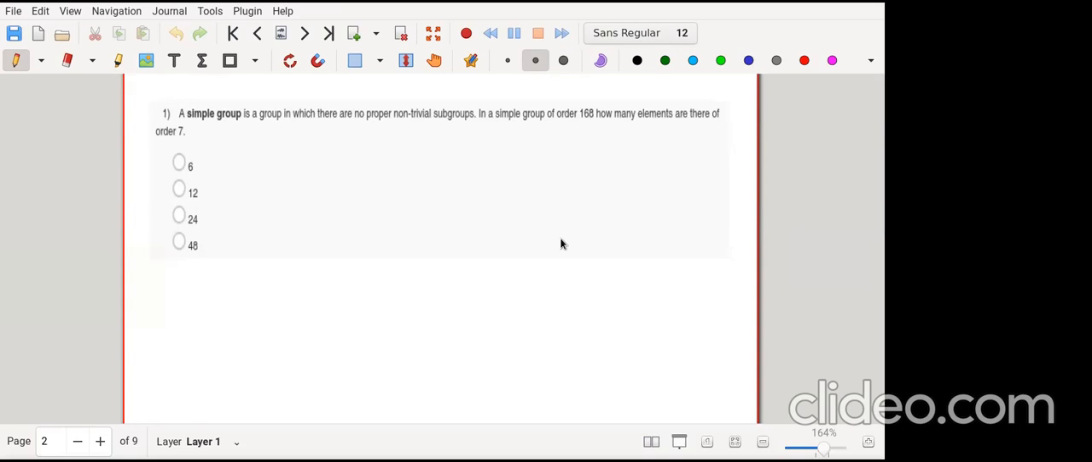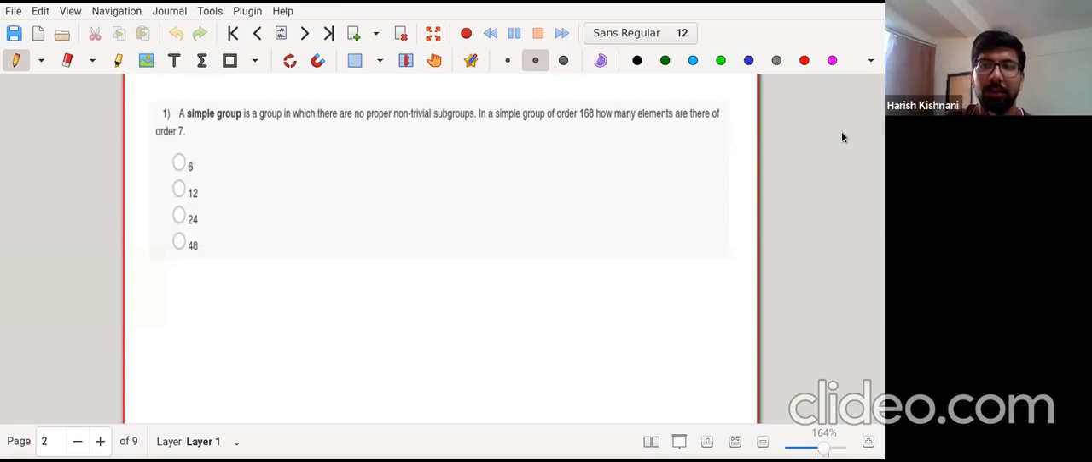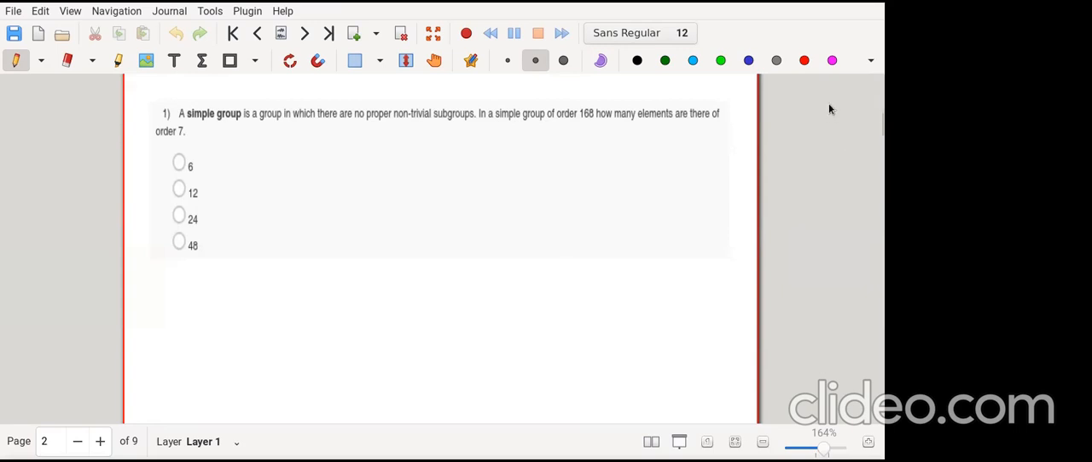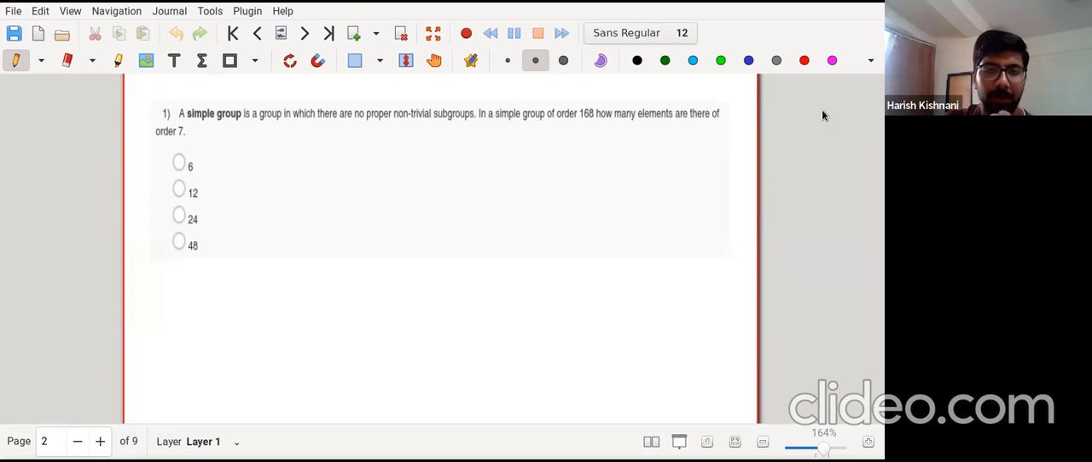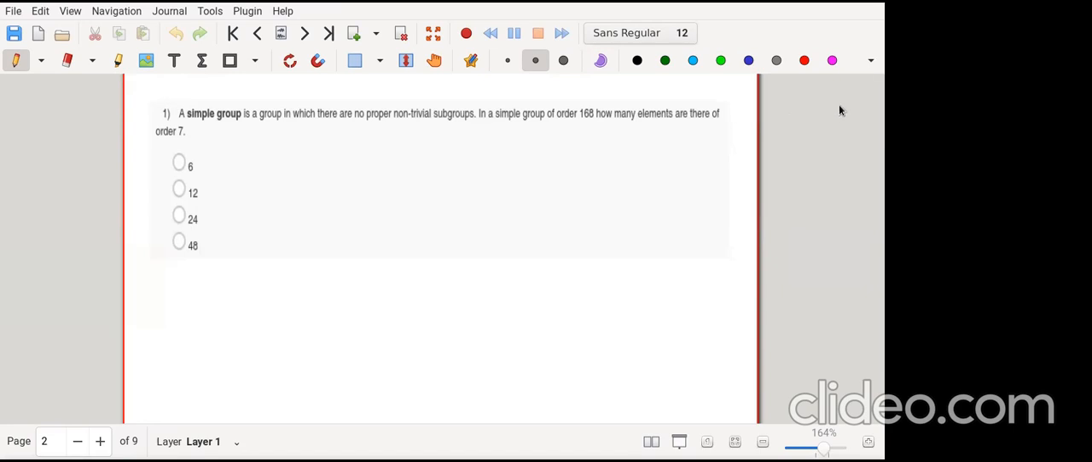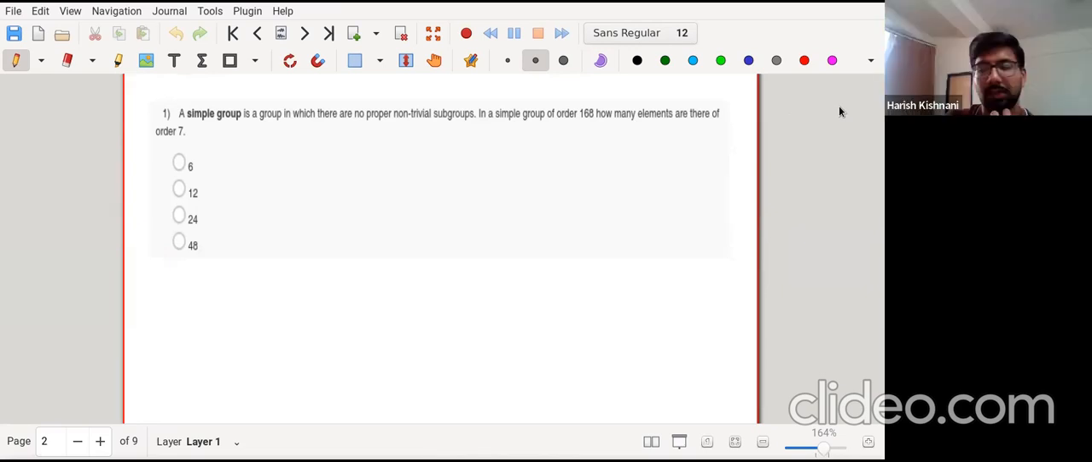Sir, we can use Sylow's third theorem. Yes, and how are you going to use that? We can find the number of 7 Sylow subgroups. Okay, then count the elements of order 7 in that 7 Sylow subgroup. Yeah, you're right. So yes, let's start doing that. You're right, Shalini. We are going to use the same trick.